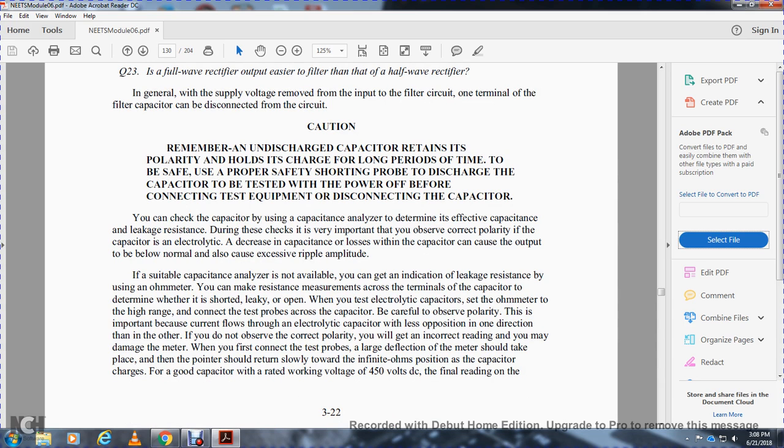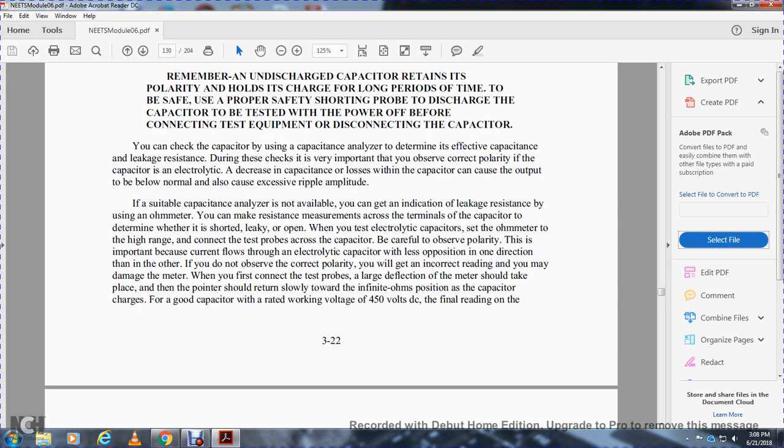You can check the capacitor and analyze it to determine the effect of capacitance and leakage resistance. During the check, it is very important to observe the correct polarity. If the electrolytic capacitor has decreased capacity, the capacitor can cause the output to be abnormal, with excessive ripple amplitude. If a suitable capacitance analyzer is not available, you can get an indication of leakage resistance with an ohmmeter. We can make a resistance measurement across the terminals of the capacitor to determine whether it is shorted, leaky, or open.